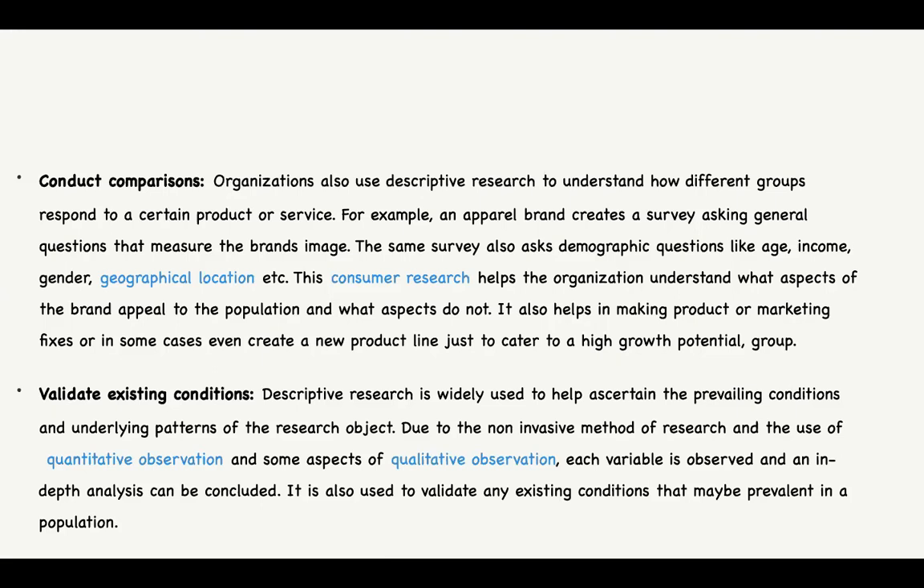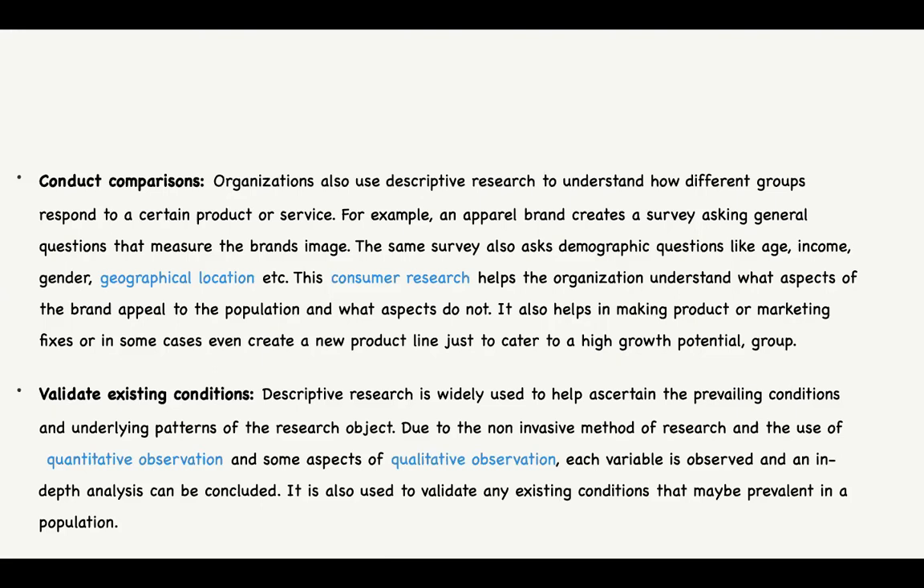In the same manner, in education, for any program or any aspect, why they are choosing the program, and what the age group, the family income group, and geographical location are, how they are tended towards the program, how they are attracted towards that program, everything we can conduct comparisons on.